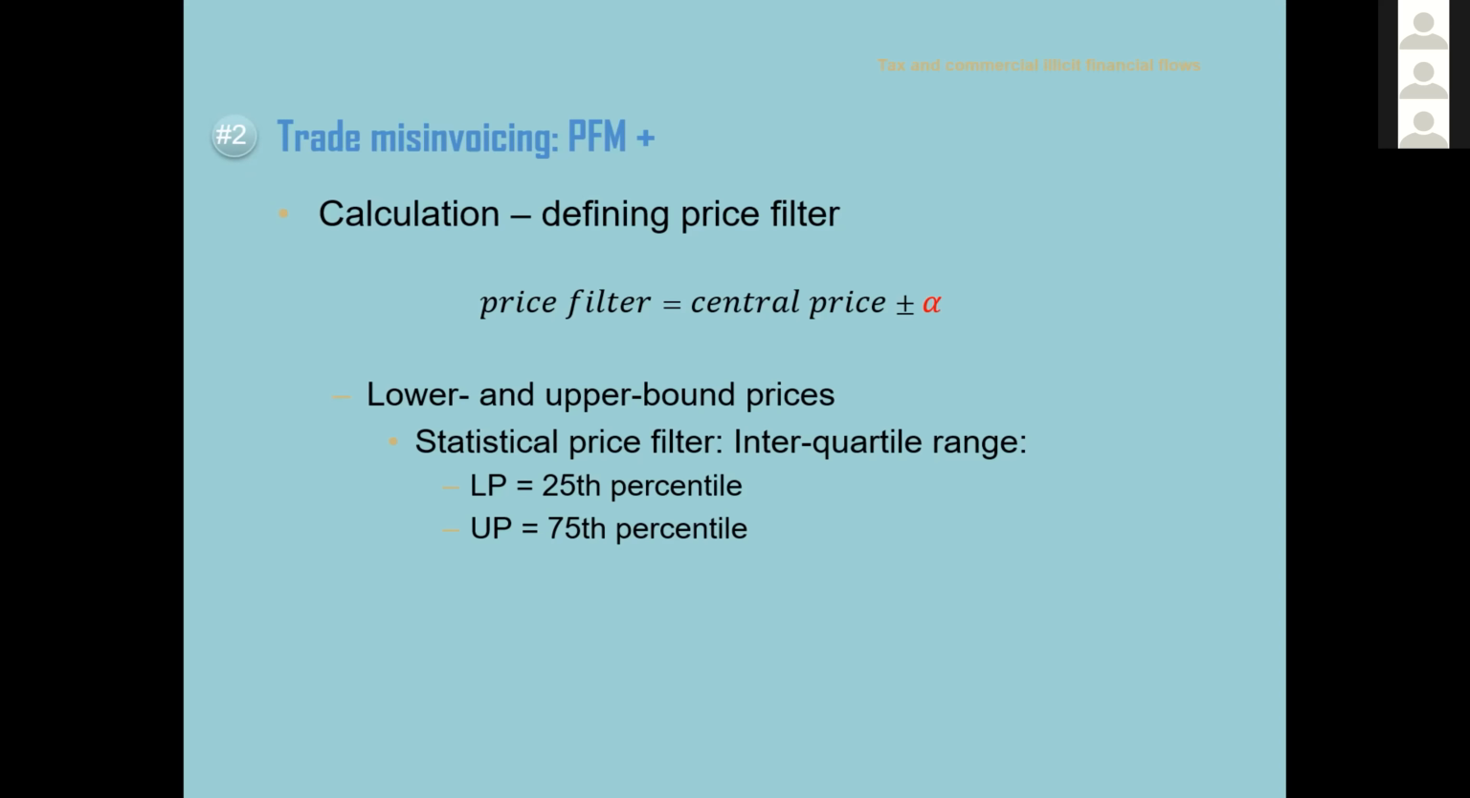However, in the absence of any strong arguments against it, whenever using the statistical price filter, the interquartile range is essentially to be used. By this, we define the lower bound price and the upper bound price, which means any prices falling lower than the lower bound price and any prices falling higher than the upper bound price would be considered abnormal prices.